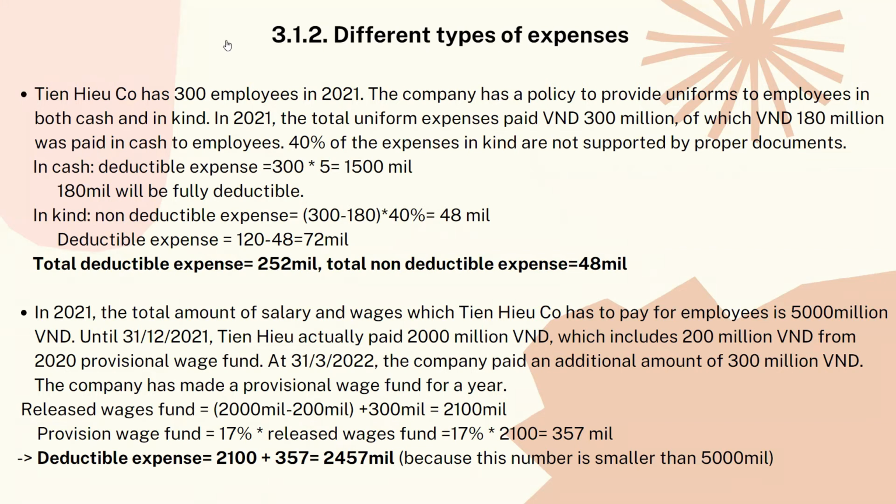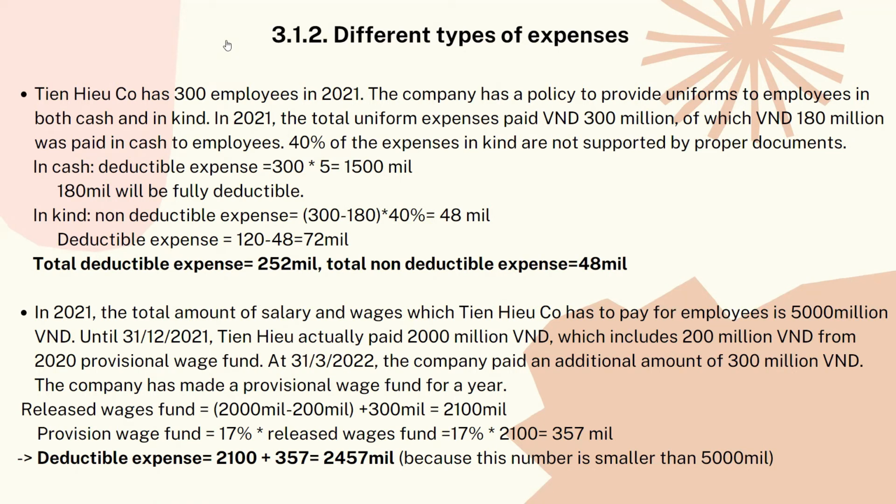In total, the total uniform expense paid is 300 million, of which 180 million was paid in cash, and 40% of the expense in kind are not supported by proper documents. So the in cash deductible expense equal to 1,500 million, and 180 million will be fully deductible.